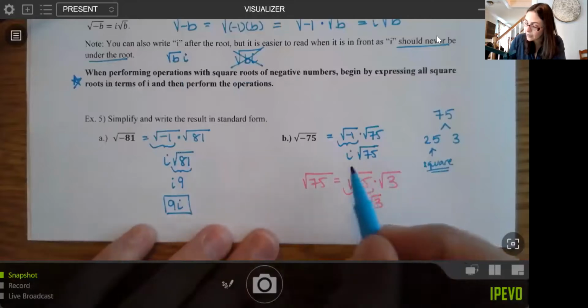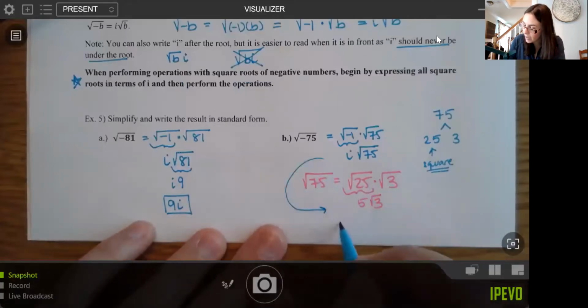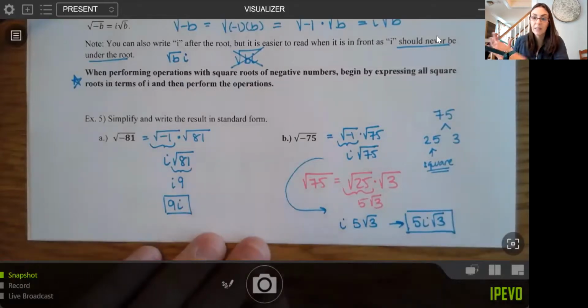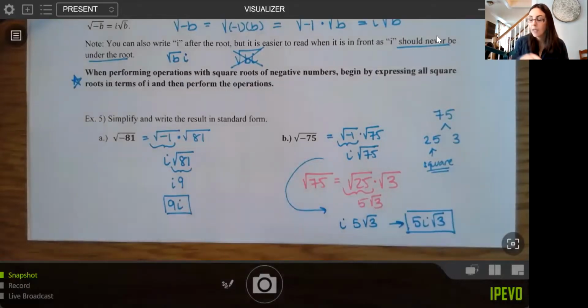Bringing this all back together, you would have i times 5 root 3. And usually what we do is write it as 5i root 3. So we put that i next to the 5, but still in front of the root. If there are no symbols in between, this is assumed to be multiplication. So this is 5i times root 3. Again, you could put that i at the end, but this tends to be the more standard way to write it.